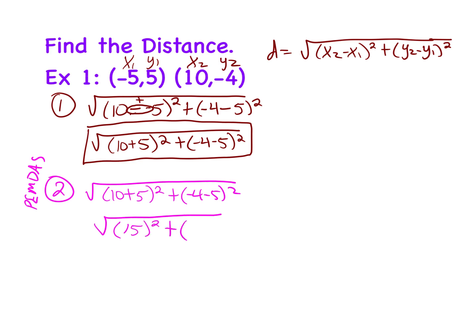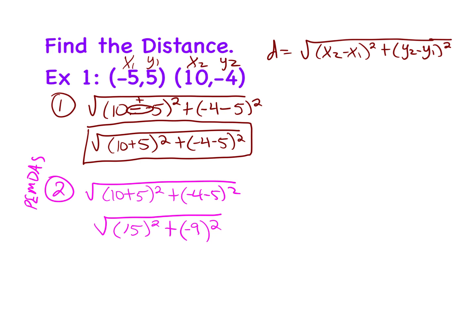Squared. Class, the next one is negative 4 minus 5. What do I do with 2 negatives? We add them together. So remember, you look at your chart, 2 negatives. When you're combining them, you add them together. So 4 plus 5 is what? 9. And is that going to be positive or negative? Negative. Squared. Okay. Any questions so far?